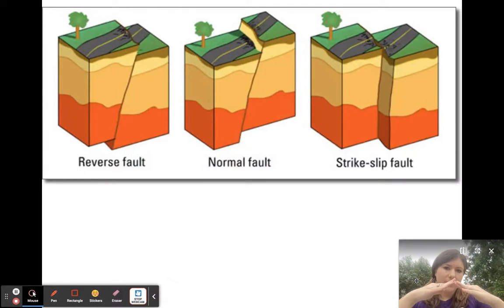Normal faults happen the other way at divergent boundaries with something called a tensional force, right? They're being pulled apart, so they're slipping this way. And then strike-slip faults occur at transform faults. You get the sliding past each other. So these different types of faults occur at different plate boundaries.